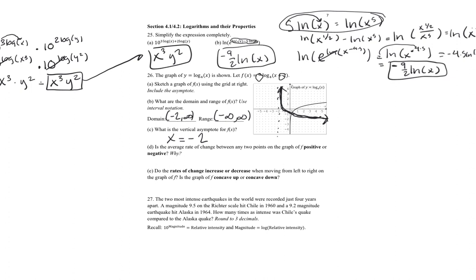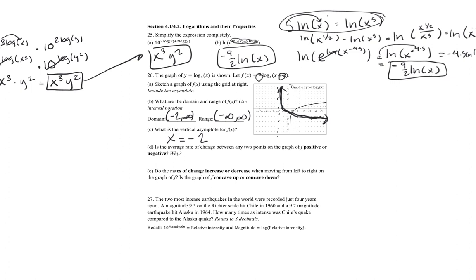All right, so for part B, it says, is the average rate of change between any 2 points on the graph of f positive or negative? Okay, so if we look at 2 points, let's say 1 and 3, and we're taking the rate of change from 3 to 1, because that's how we do it. We go from right to left whenever we're doing rate of change. And so that would be negative.